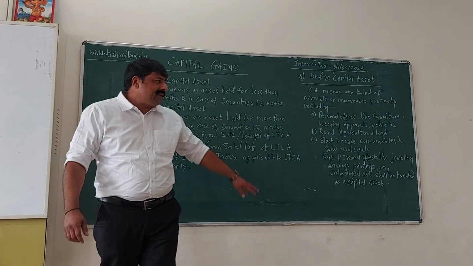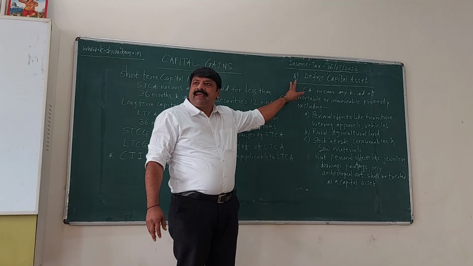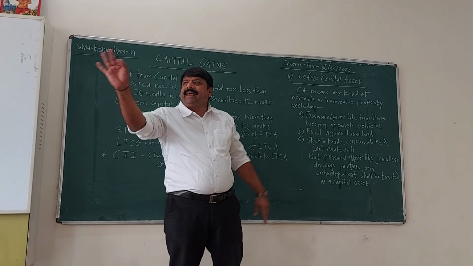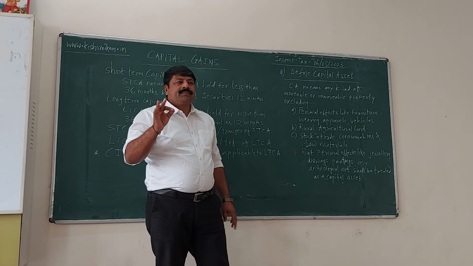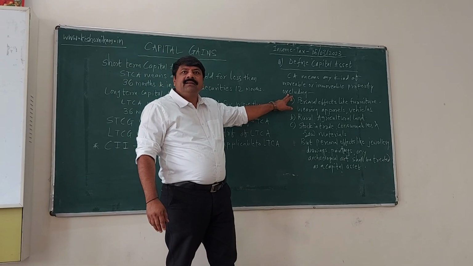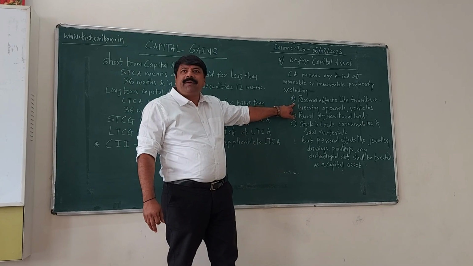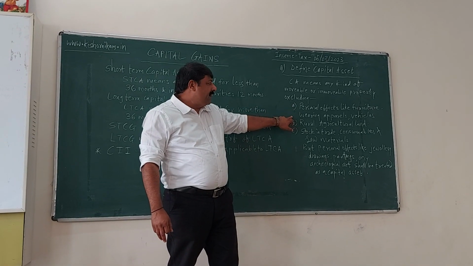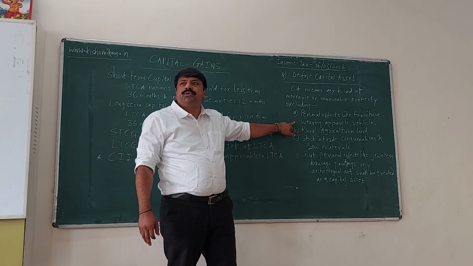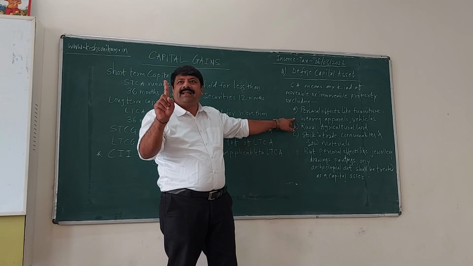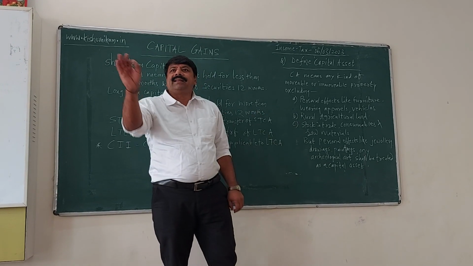Okay. Now what is capital asset? If you will see, capital asset means any kind of movable or immovable property, excluding number 1, personal effects like furniture, wearing apparels and vehicles, which are for personal use of an SEC, that are not capital asset. Rural agricultural land.